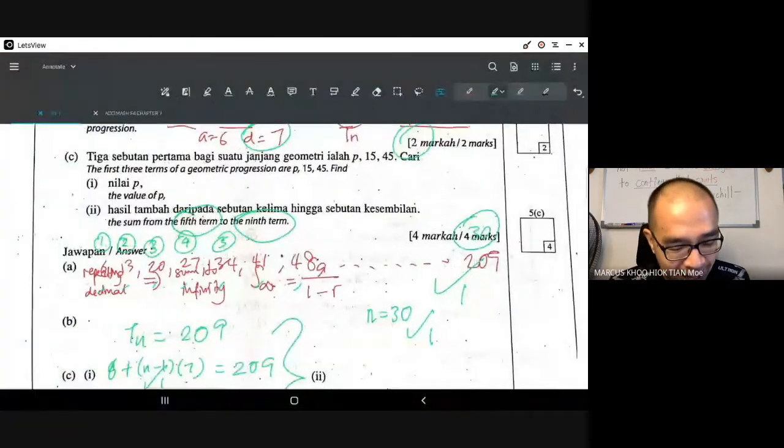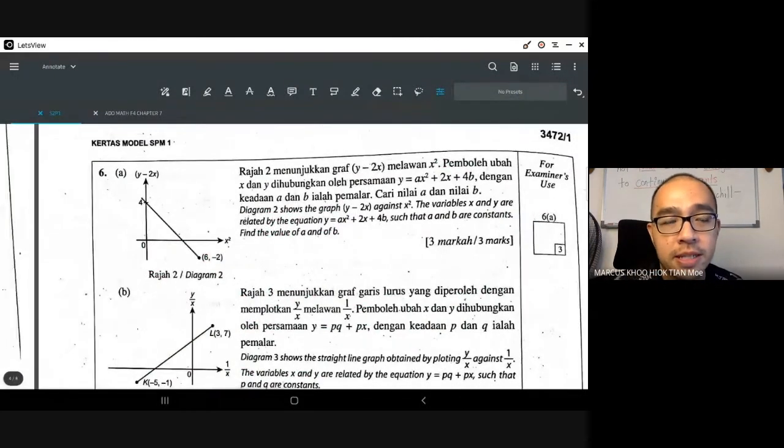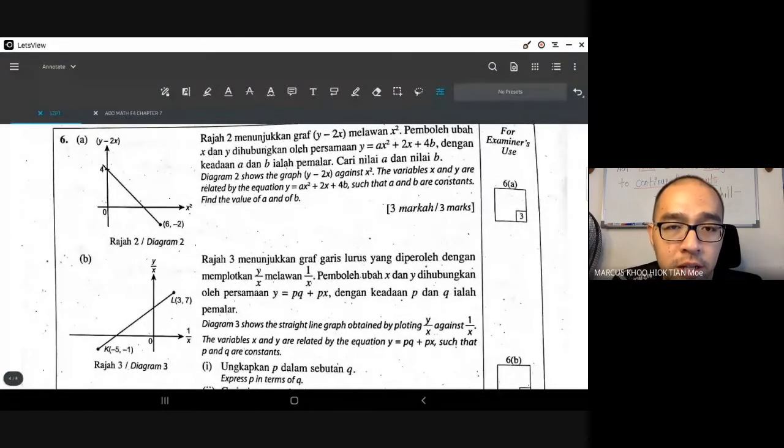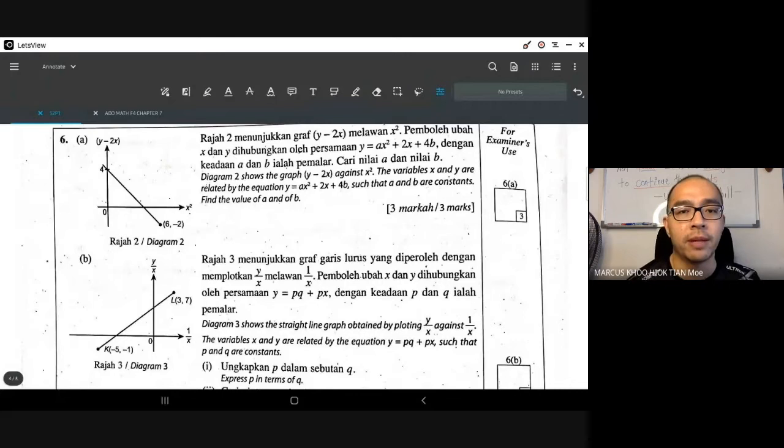Okay. Question number 6. Do we have time? Yeah, okay, let's do question number 6. Question number 6, diagram 2 shows the graph of this one against this one. The variables x and y are related by the equation of blah, blah, blah. Find the value of A and B.